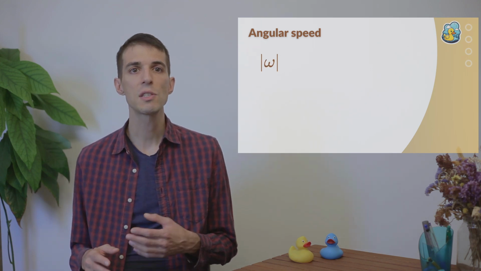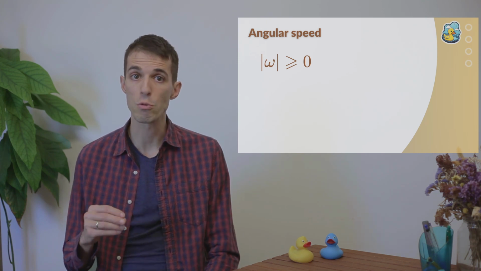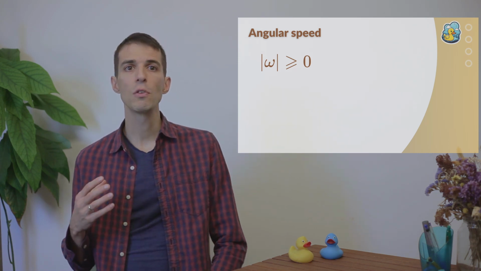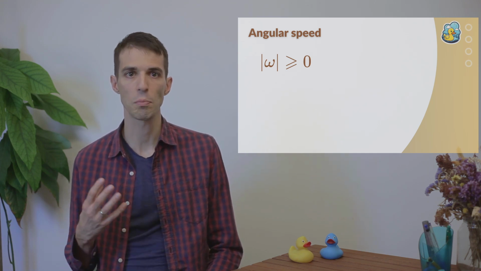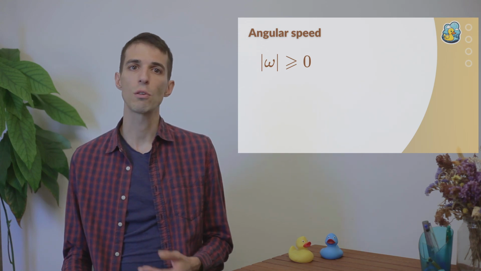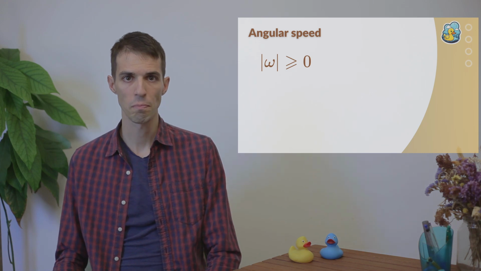We also have the concept of angular speed. This is simply the magnitude of angular velocity. It's how fast something is rotating, but without considering the direction. So whether an object is rotating clockwise or counterclockwise, the angular speed will always be positive. However, in physics, we focus more on angular velocity because knowing the direction of the rotation is just as important as knowing how fast something is spinning. So you won't need to use angular speed very often in this course, but it's good to know the difference.